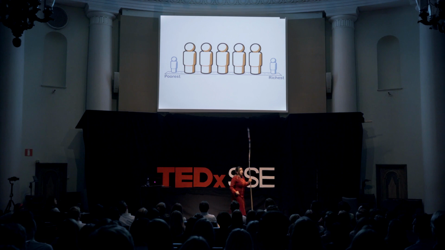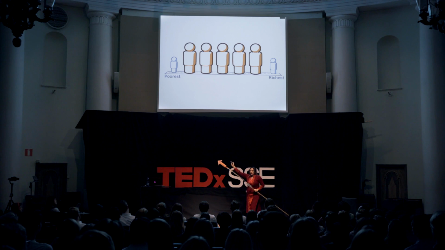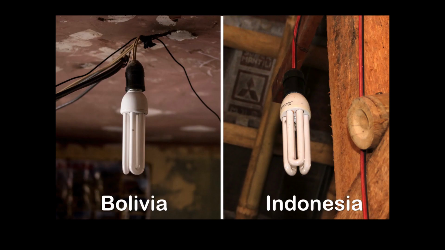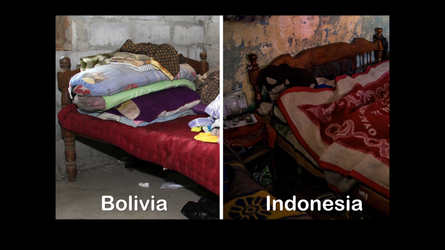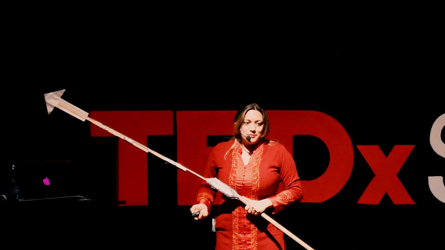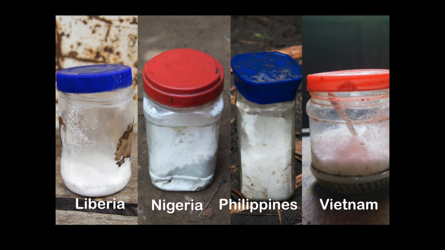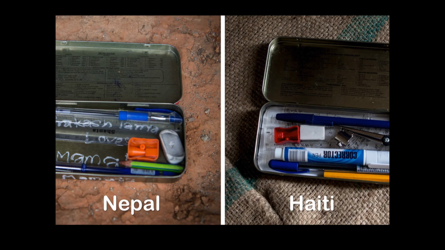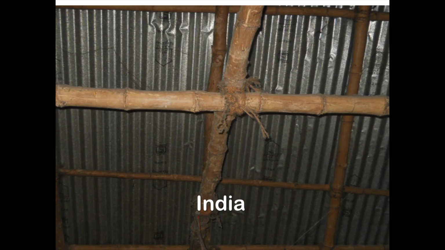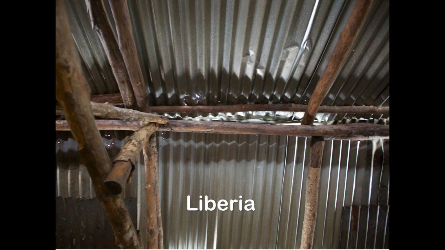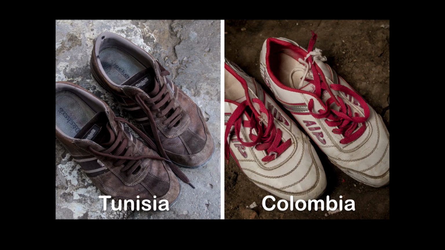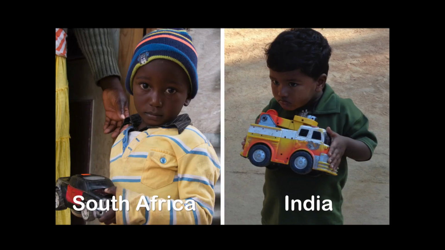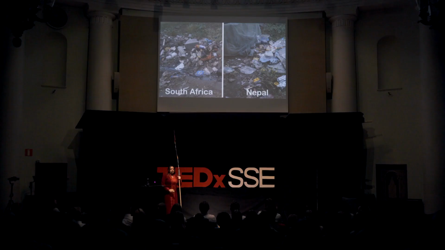And this is how most people in the world live. Look at this. Light, the bulb, and their beds. A big improvement from sleeping on the floor, right? And their salt. Remember how the poor store their salt? And cutlery. And they have more than one pen. Now a big improvement on their ceiling, right? And shoes, and mobile phones, and toys, and garbage. This is most of the world population; they live in the middle.